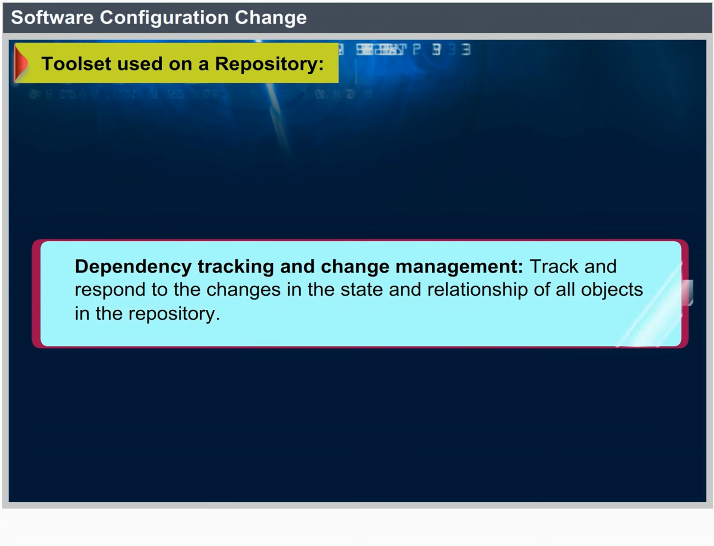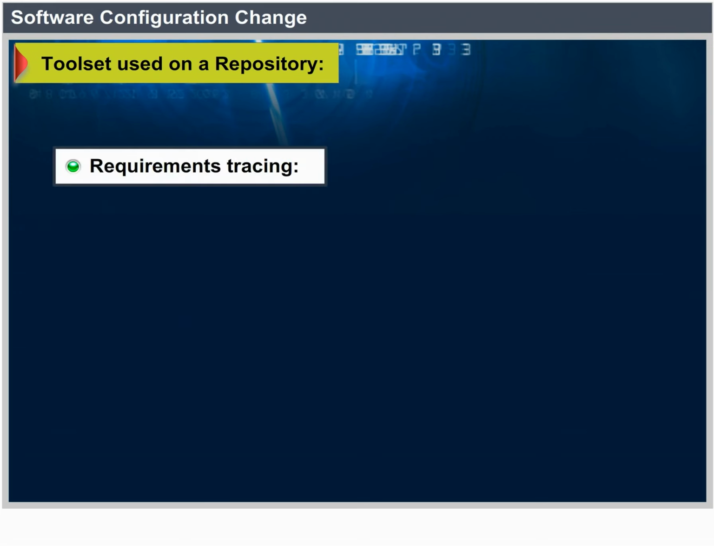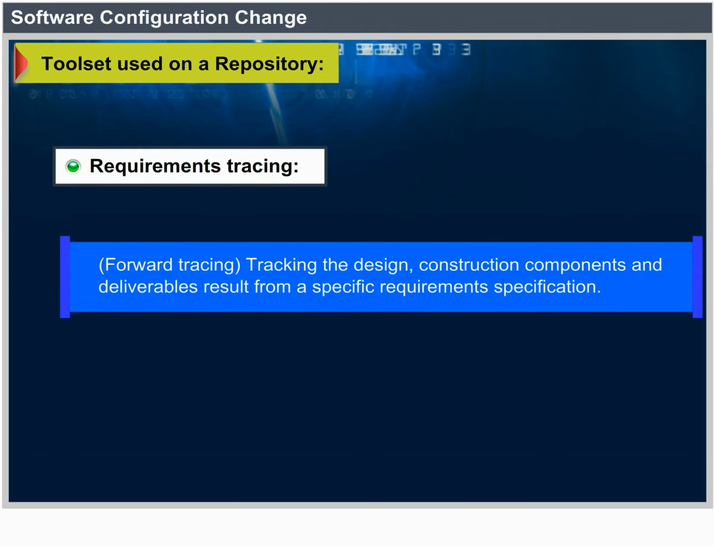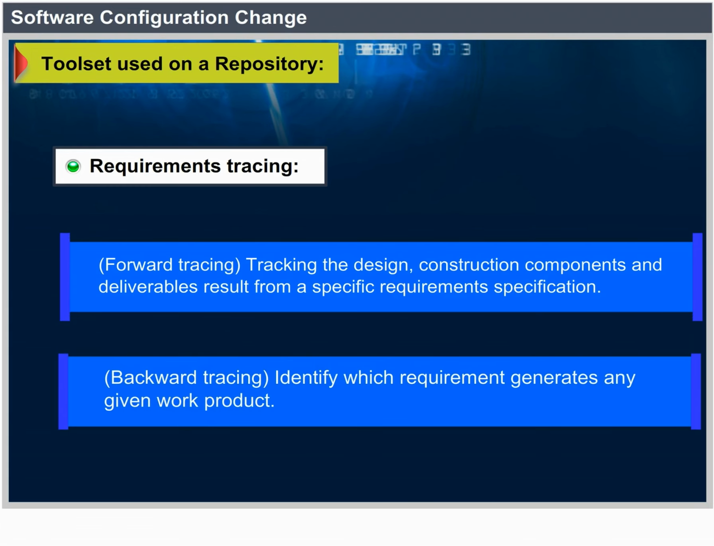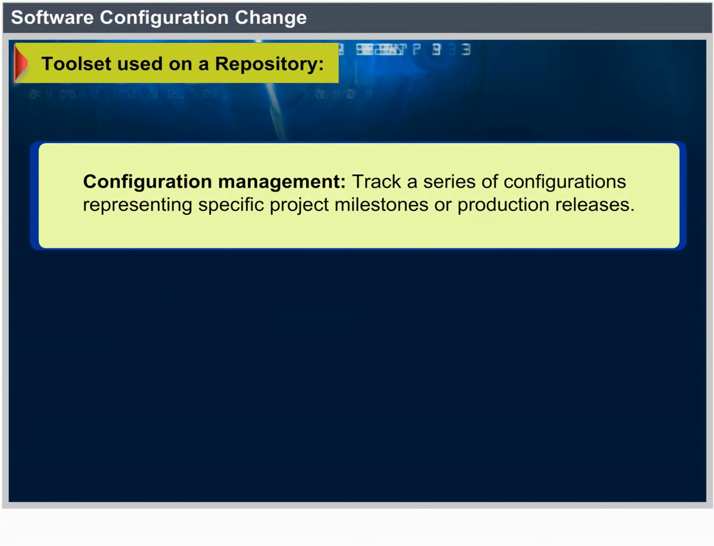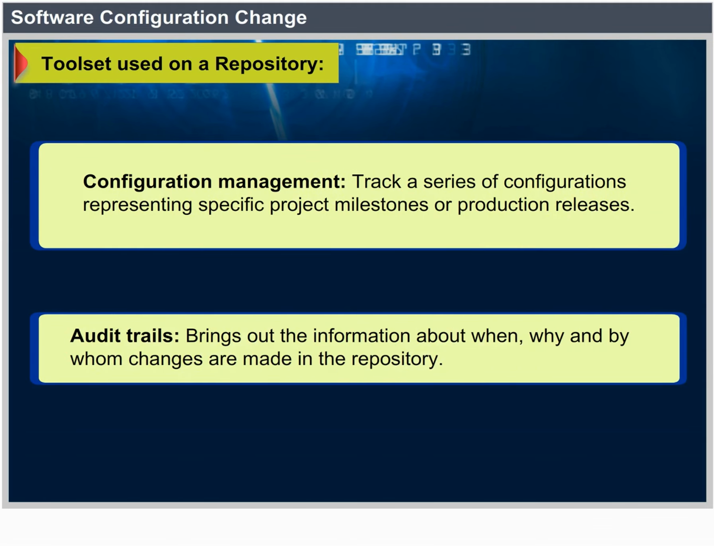Requirements tracing. Forward tracing: track the design and construction components and deliverables that result from a specific requirement specification. Backward tracing: identify which requirement generated any given work product. Configuration management: track a series of configurations representing specific project milestones or production releases. Audit trails: establish information about when, why, and by whom changes are made in the repository.